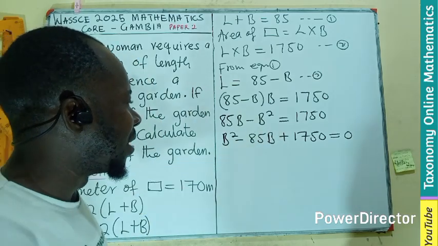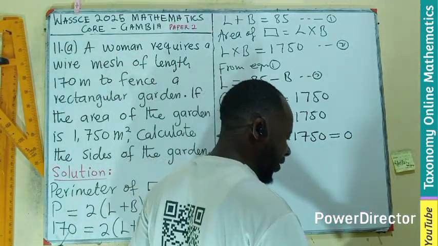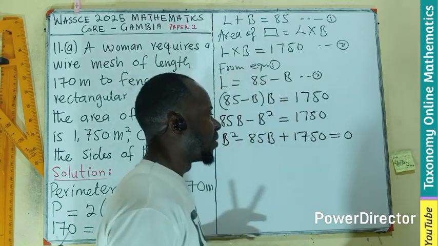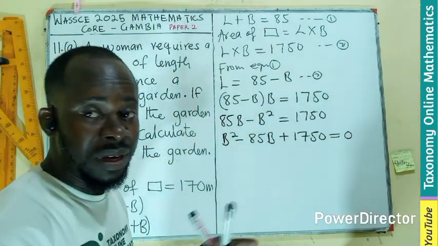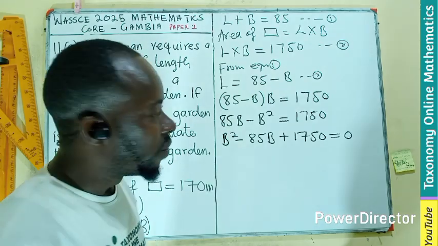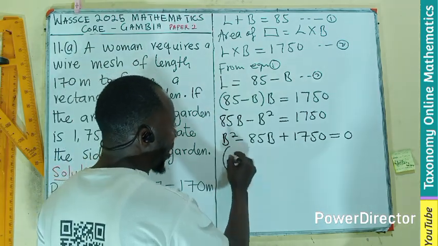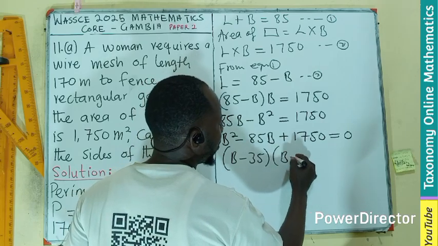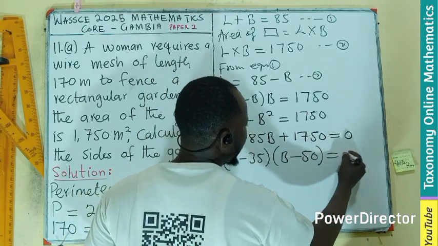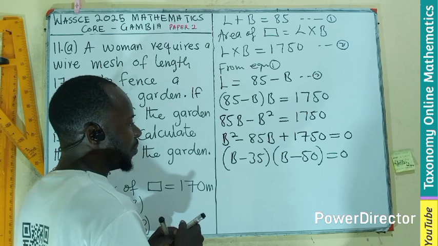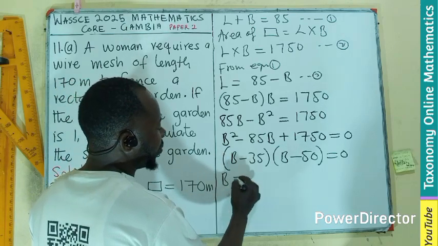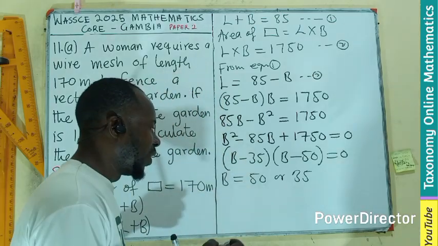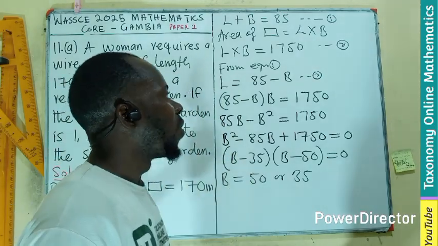And I can see 50 and 35. If you multiply 35 by 50, that will give you 1,750. So the factors are negative 50 and negative 35. So open bracket B minus 35, B minus 50, all equals 0. That simply means that B is going to be 50 or 35. So the value of the breadth is 50 or 35.